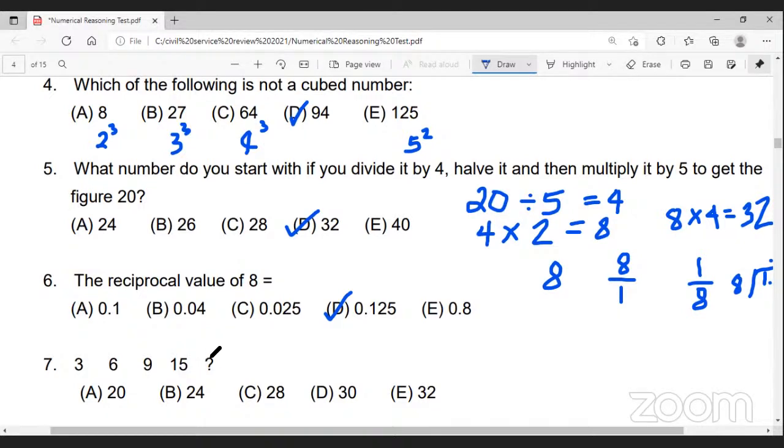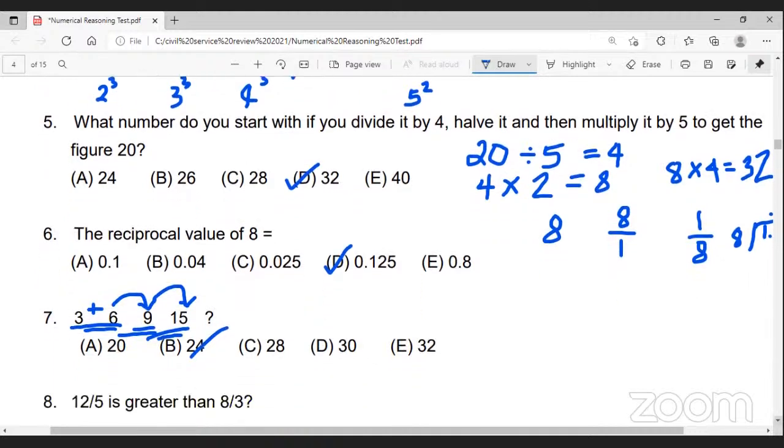Yes, Mark. So this is trying to add the previous two terms to get the next term. Adding 3 and 6 to get 9, and adding 6 and 9 to get 15, and it's really 15. So we discovered the consistent pattern, and that will be applied also to the next term. 9 plus 15 to get 24. Okay. Next item.